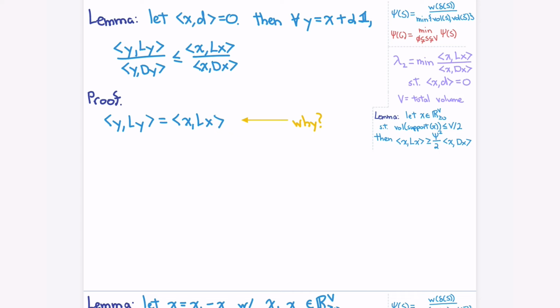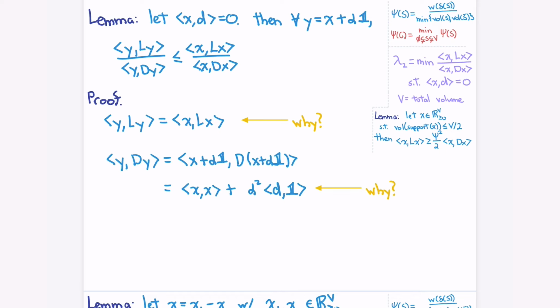Yeah, so x L x is always the sum of x_u minus x_v squared, right? So if I increase both coordinates by one, x_u minus x_v squared hasn't changed. So the all ones vector has always been orthogonal to L. It's also the eigenvector corresponding to eigenvalue zero. So that doesn't change, and all that's left is to consider the denominator.